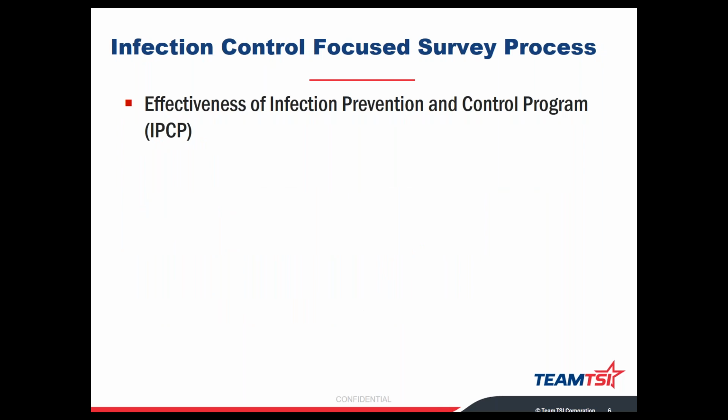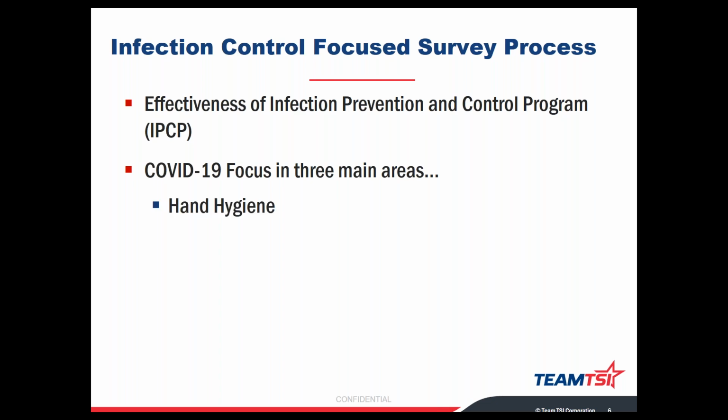And again, just releases coming out regarding use of personal protective equipment that we've seen even as early as today. So remember, in the infection control focused survey process, they do look at the effectiveness of the infection prevention and control program. It focuses really in three main areas. They are looking at your hand hygiene. This is your number one defense against spreading any type of infection, especially COVID-19. What are the hand hygiene practices? What are they seeing on observation? What type of training information do you have?